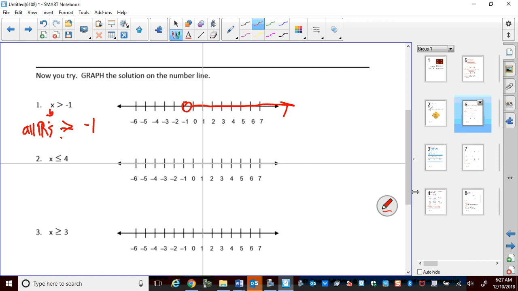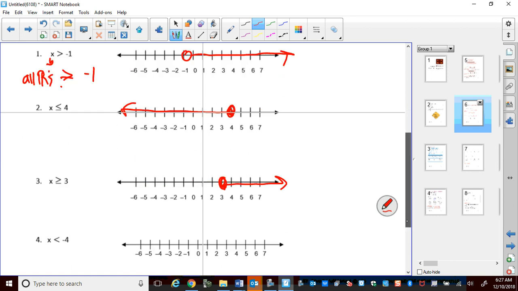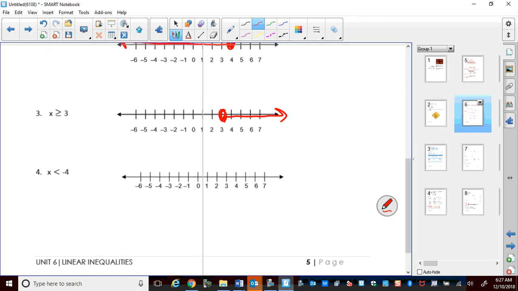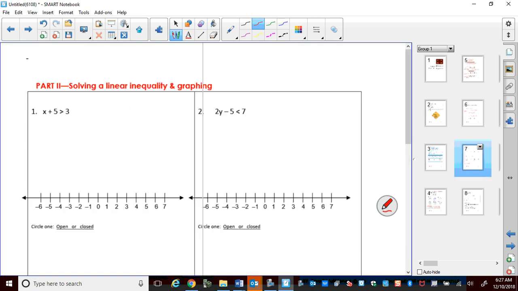Next one, number 2, all real numbers less than or equal to 4. It's filled in, so it's going to be to the left. Number 3, all real numbers greater than or equal to 3. It's to the right. Number 4, all real numbers less than negative 4, to the left. Okay? Moving on to the next page.